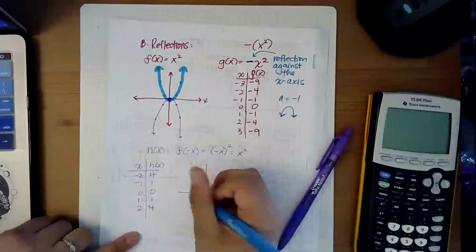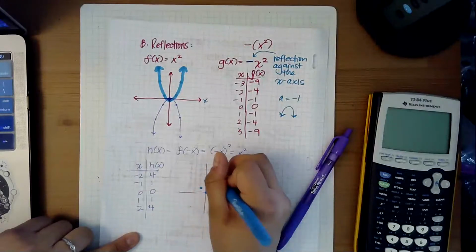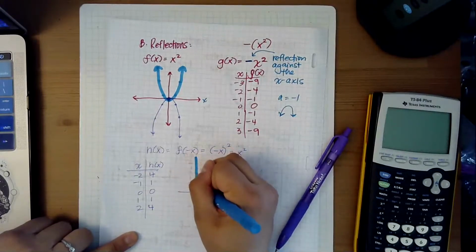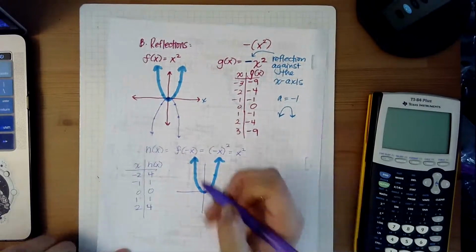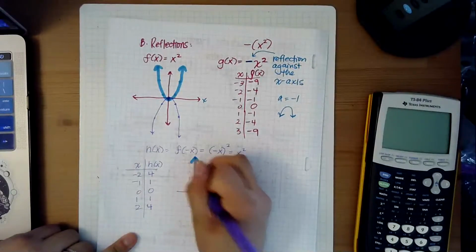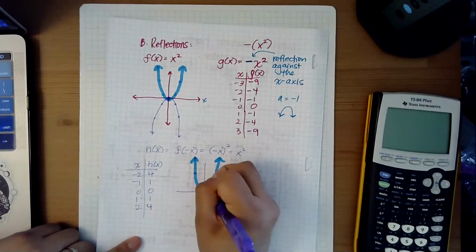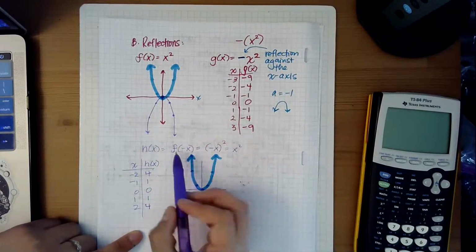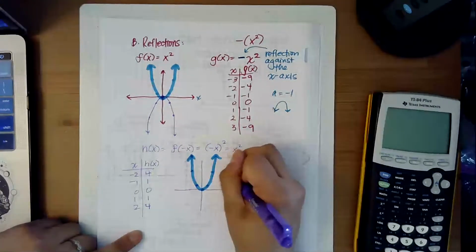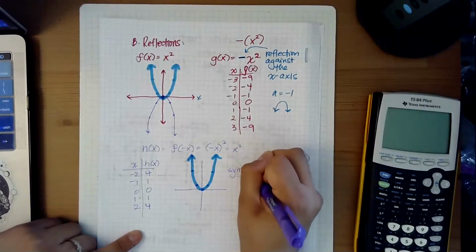Here's my parent function. And right there, here's my parent function. That's f of x. And now let's graph the next one. -2, 4. -1, 1, 0, 1, 1. If you notice, they are equivalent because my parent function already has the symmetry against the y-axis.